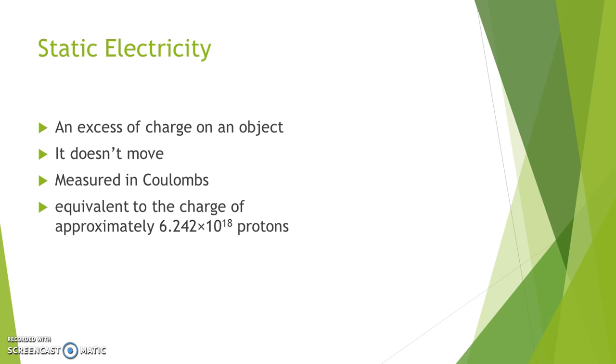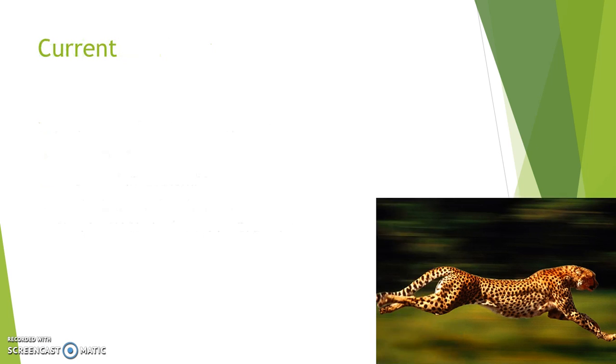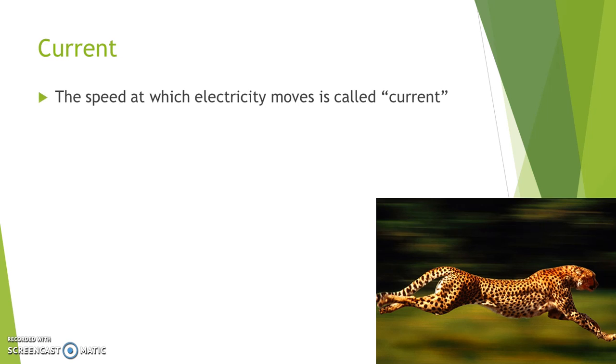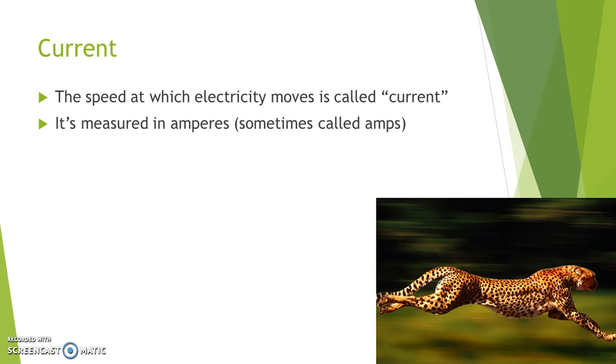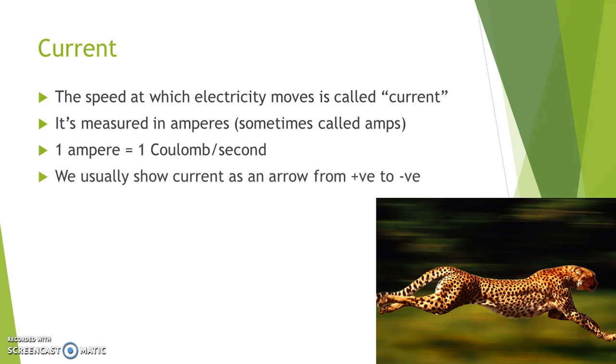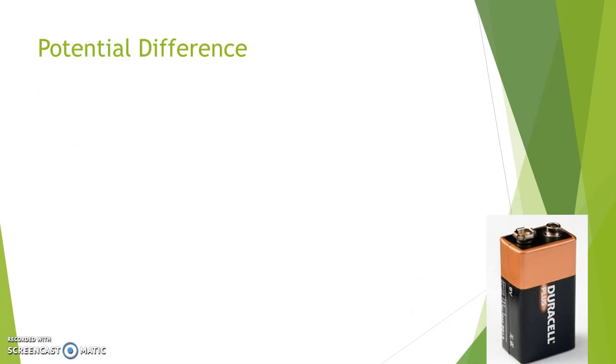What we're really interested in, typically for our devices in robotics, is moving electricity, current. Current is actually defined as the speed at which electricity moves, and we measure it in amperes, or sometimes we'll call them amps, and that's just a coulomb per second. Now, since we can't see electrons moving, we'll represent current as an arrow that goes from positive to negative in our circuits.